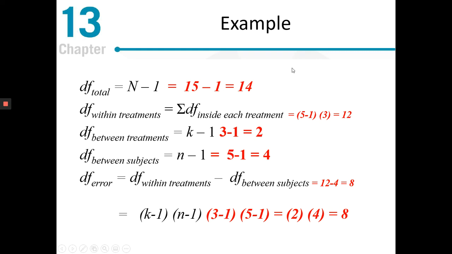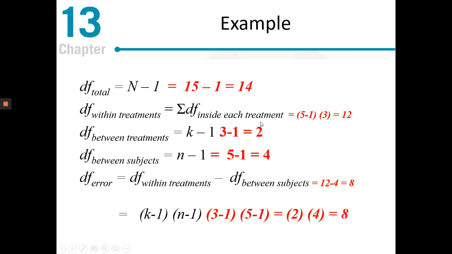And so we also need to calculate the degrees of freedom. And so this is the same as the one-way. We have 3 drug conditions. We have 5 people. So 3 times 5, we have 15 measures of the DV. 15 minus 1 is 14.